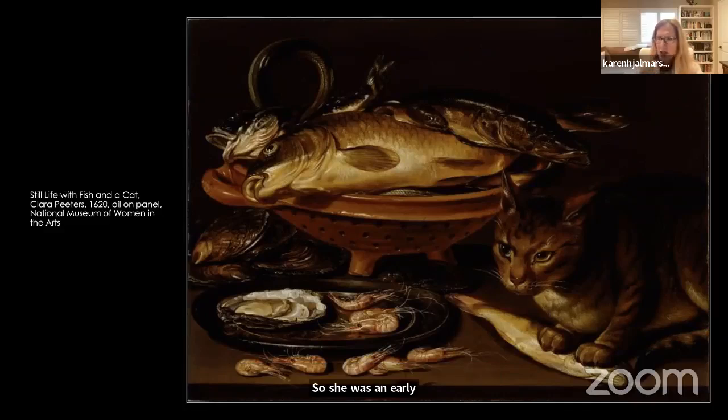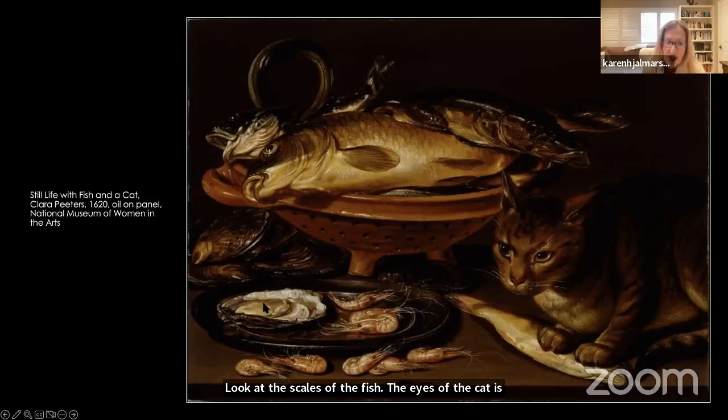She's very naturalistic in her depictions. As I said, she could show texture. Look at the scales of the fish, the eyes of the cat as he claws into the fish. And look at the little crustaceans here, the sort of central oyster, the warm light as it bathes the still life. It's very unique. Are there any moralizing aspects to it? Perhaps. Why? Well, it seems that the fish in the colander are almost in a cross formation. That could be a stretch, but art historians have suggested that.